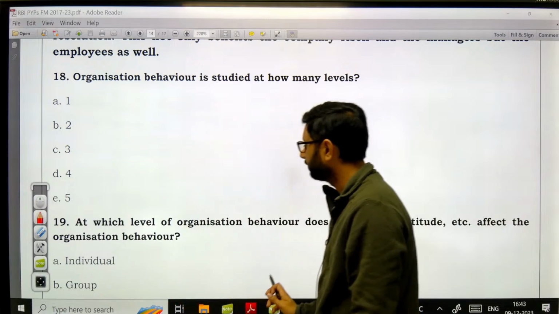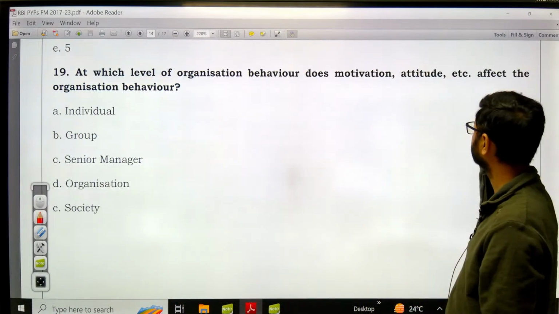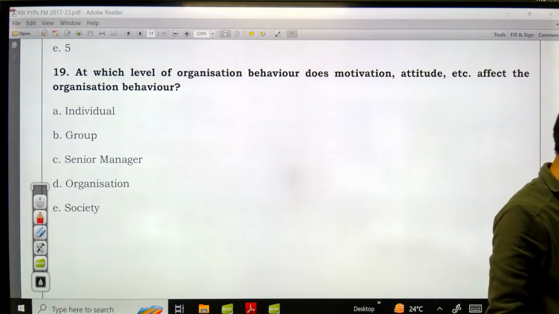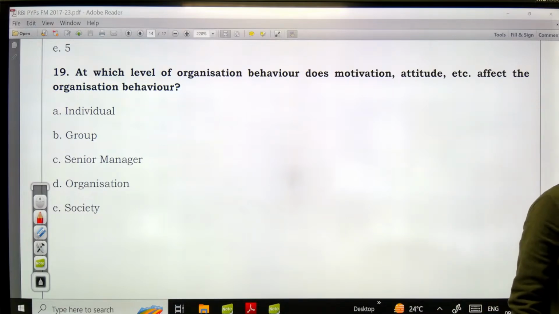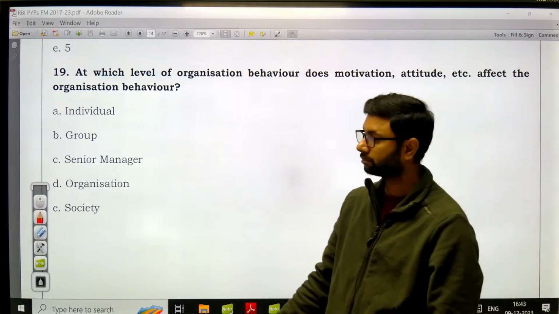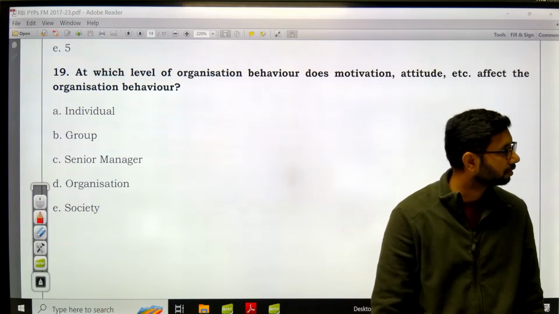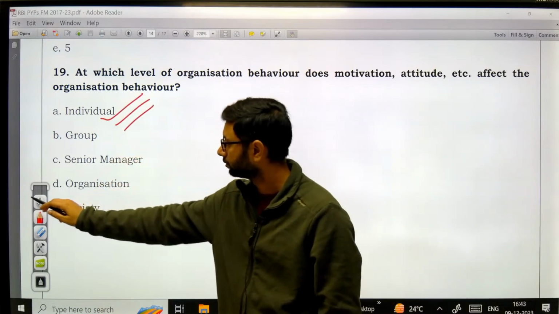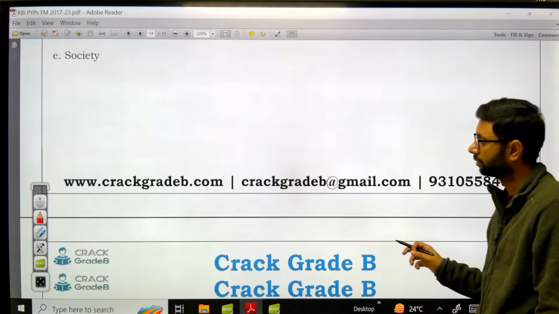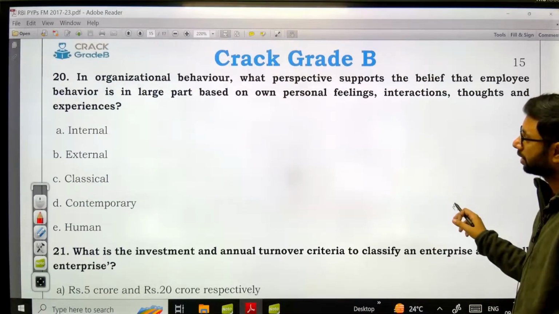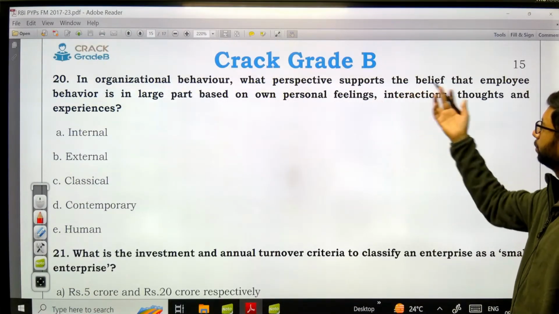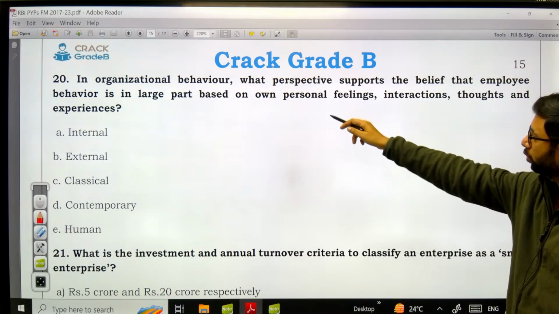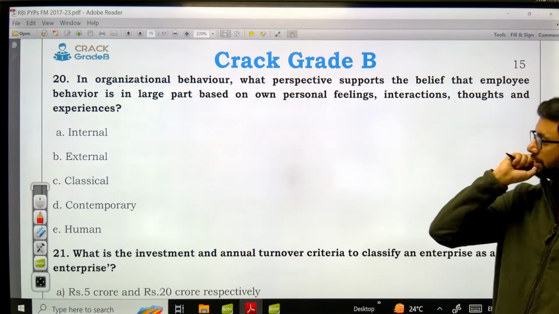Next, at which level of the organization behavior does motivation attitude affect organization behavior? Someone already gave the answer. Suchaya says individual. Yes, individual is the correct answer. Next, in organizational behavior, what perspective supports the belief that employee behavior is in large part based on their own personal feelings, interactions, thoughts, and experiences?